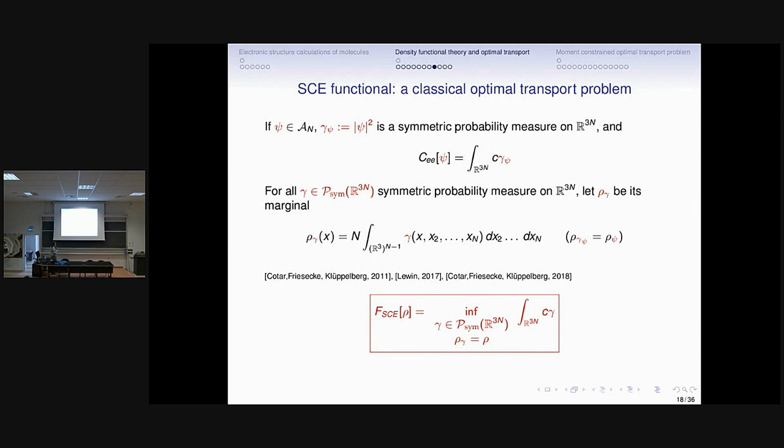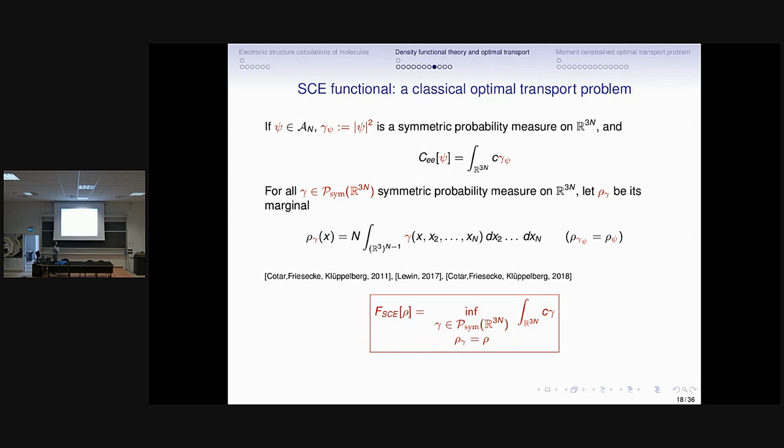So just to give you an idea of where the classical optimal transport problem comes from, you can make the following observation: if you consider an admissible wave function psi and its squared modulus, psi squared, then this quantity, gamma psi, defines a symmetric probability measure on the space R^{3n}. And then the electronic interaction term, C_ee of psi, you can also write as the integral over R^{3n} of the Coulomb function C times these probability measures, gamma psi.